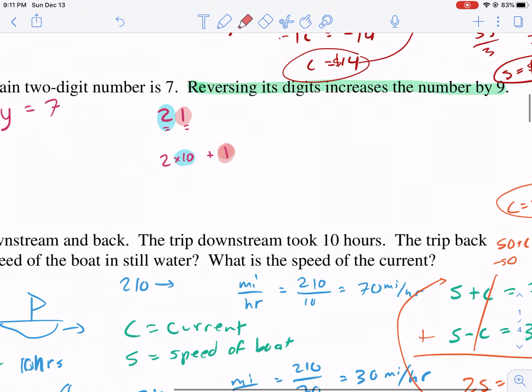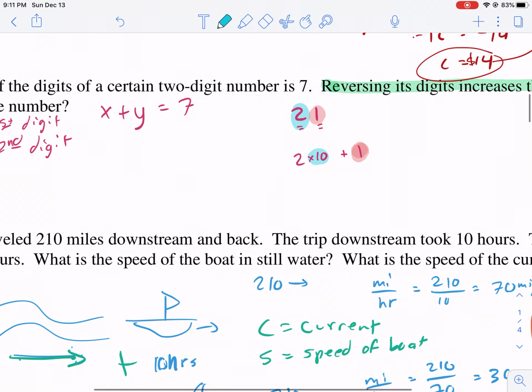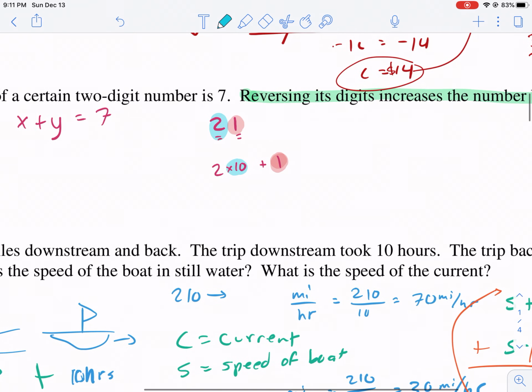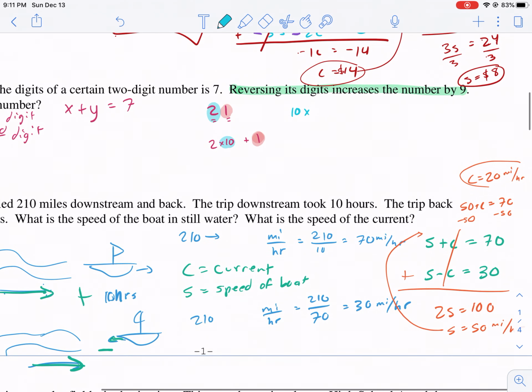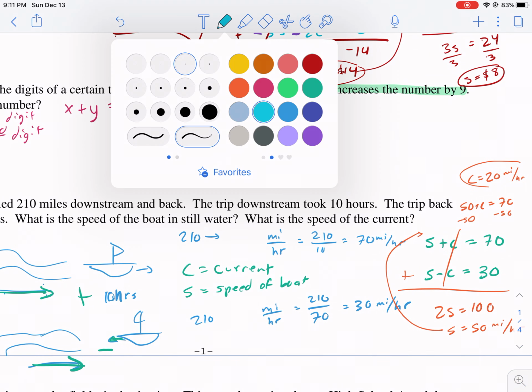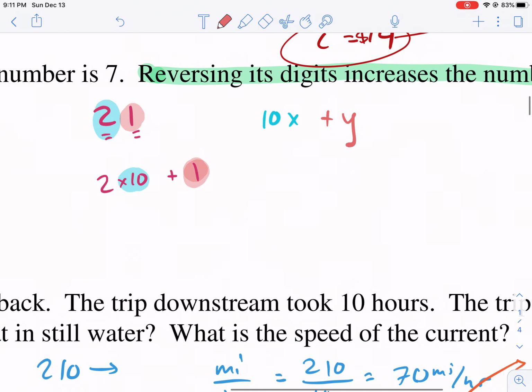Okay, so it keeps its value, but the first place gets multiplied by 10. So if x is our first digit, then we'll multiply that by 10, x times 10, and then we add that to our second digit, plus y. And that represents the number before we reverse it.